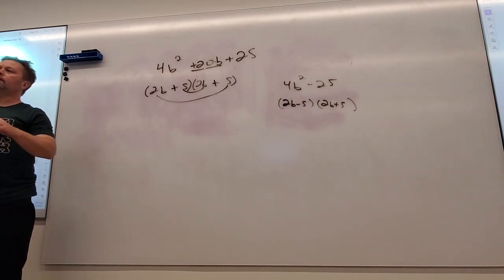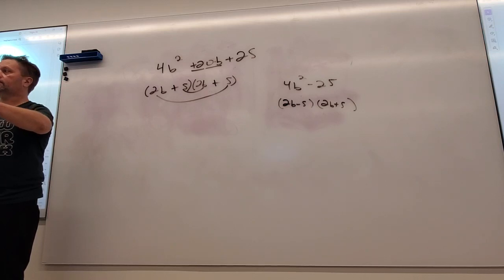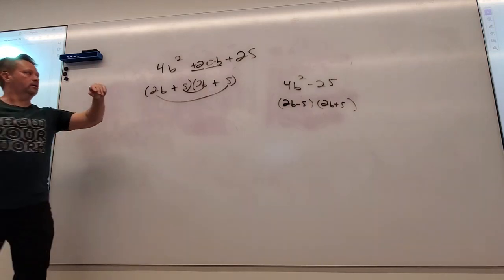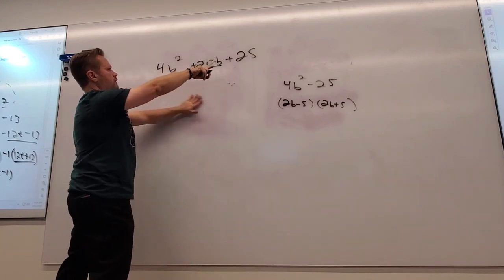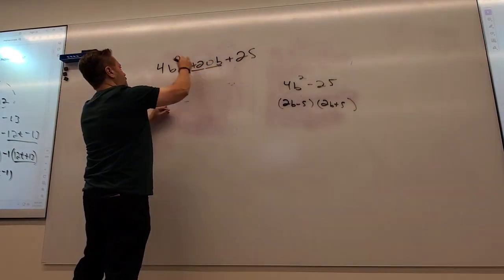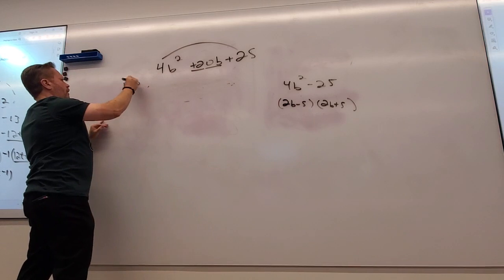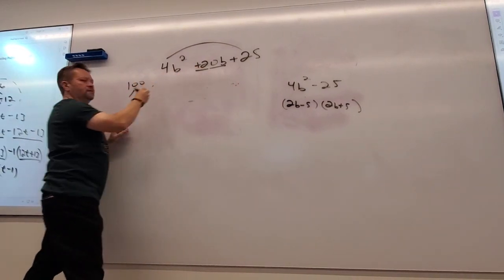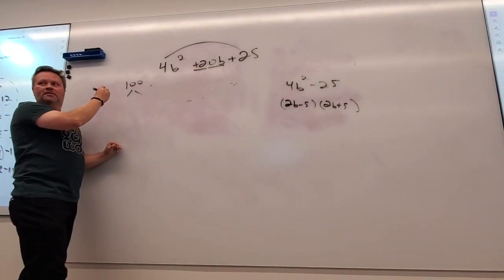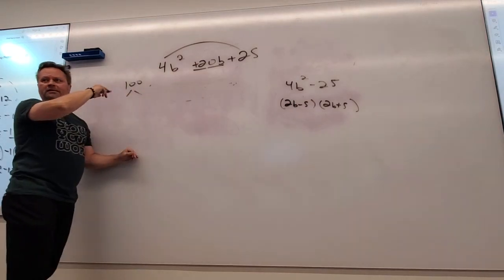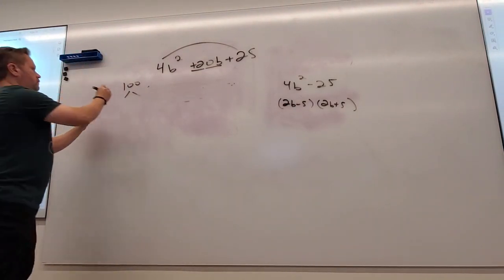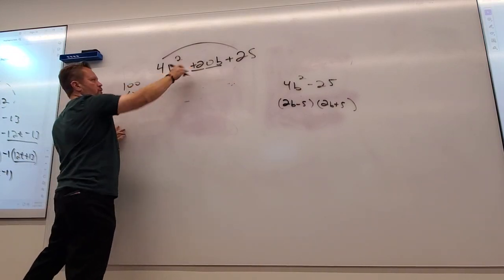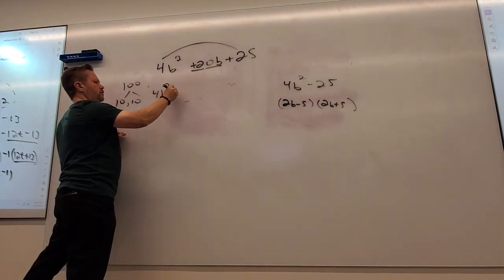I don't know if you guys get that. If you did not notice that, are you dead in the water? No. If you didn't notice that, what would you do? First number's not a 1. No GCF. What would you do? 4 times 25 is 100. Factors of 100 that add to be 20. 10 and 10. 10 times 10 is 100. 10 plus 10 is 20. Break up the middle term.